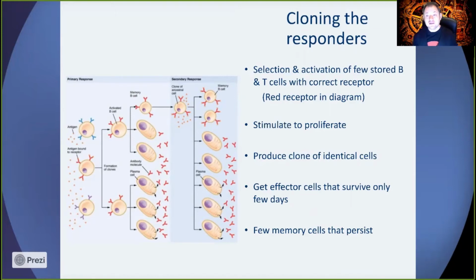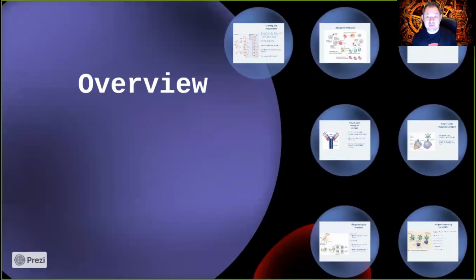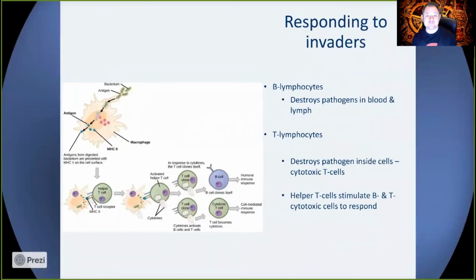Once the infection is gone, if it does return, maybe years or decades later, the memory cells will wake up and there'll be a rapid response. Memory cells will make new plasma cells and release the antibody so quickly that you may not even get any symptoms the second time around. So selection and activation of a few stored B and T cells with the correct receptor is the first step. They're then stimulated to proliferate and make clones of themselves that will release the correct antibody. Memory cells will remain for the infection to come back.